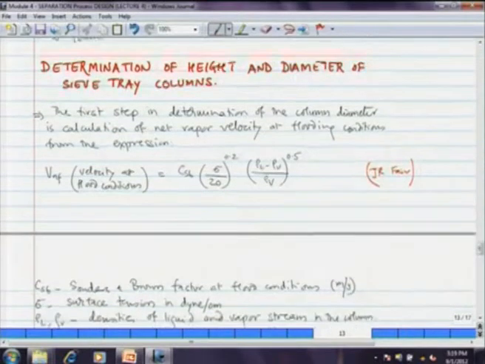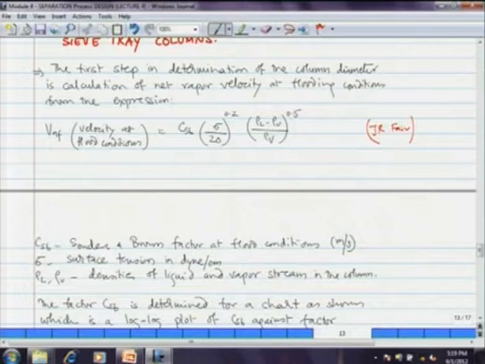Now, let us see the notations. CSB is the Souders and Brown factor at flooding condition. Souders and Brown were the first scientists to propose that flooding occurs due to entrainment of liquid droplets through the rising vapor in a column or rising gas in a column. Based on that analysis, they have given this particular expression. That analysis is quite involved, quite complicated. It involves essentially the balance of forces on a liquid droplet, so when can entrainment occur, under what circumstances, and so on. That derivation is again out of syllabus, so we do not cover it.